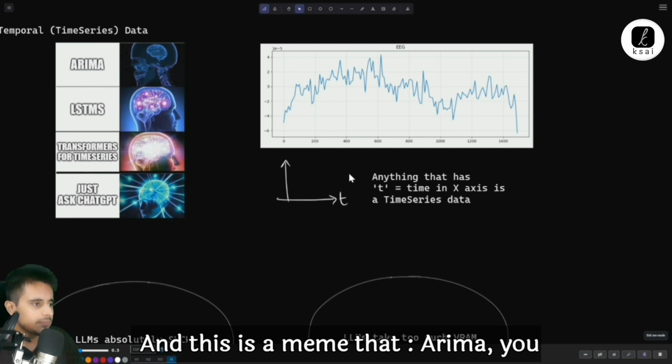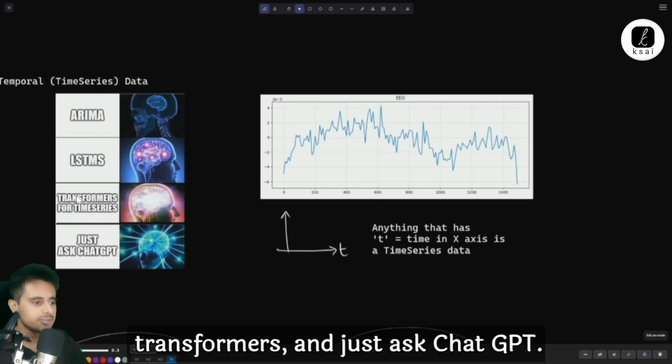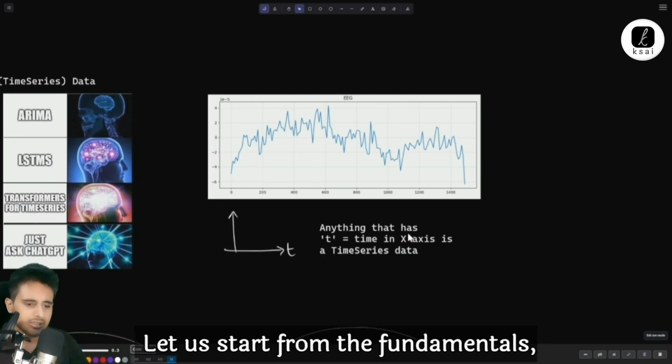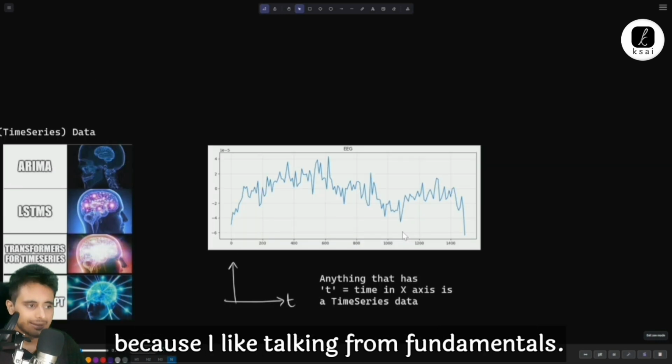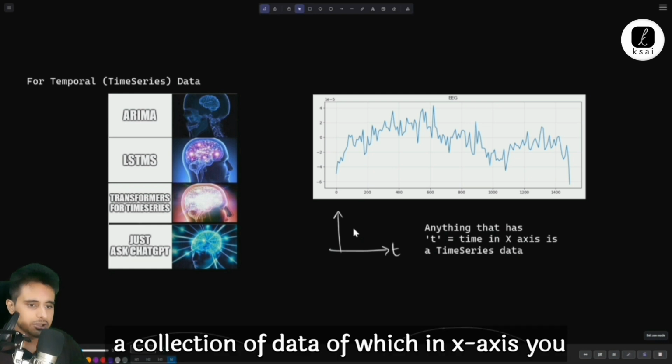And this is a meme: ARIMA, you might have used ARIMA, LSTMs and stuff like that, transformers, and just ask ChatGPT. Let us start from the fundamentals because I like talking from fundamentals. What is time series data? Time series data is basically a collection of data in which on the x-axis you have time.